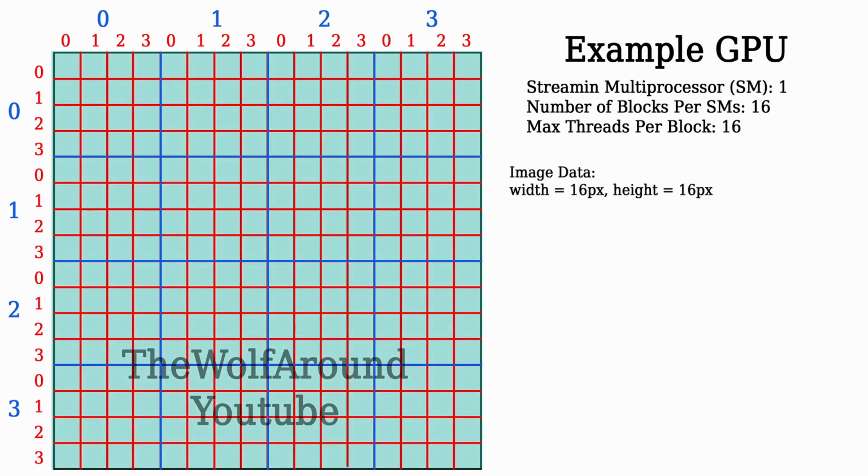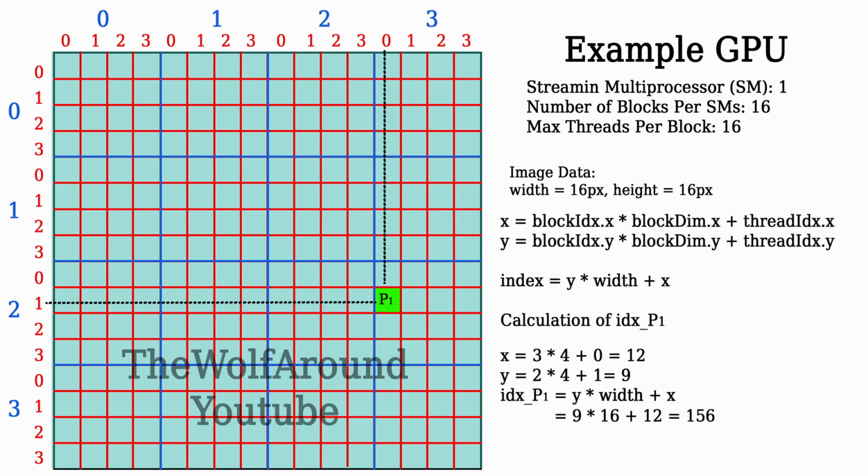Let's say you are processing a 16 by 16 image on this GPU using CUDA, and you want to access a specific pixel at point P1. To locate this pixel, you'll need to calculate its x and y coordinates using block indices, block dimensions, and thread indices. The grid dimensions are 4 by 4, meaning there are 16 blocks, and each block is divided into a 4 by 4 layout containing 16 threads.